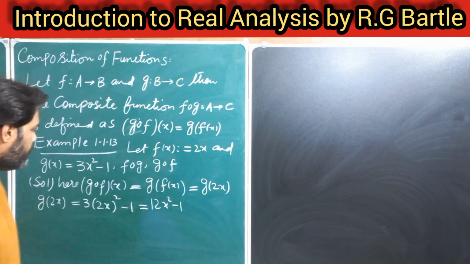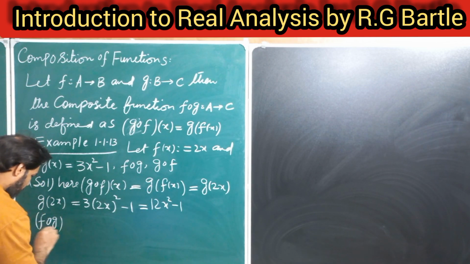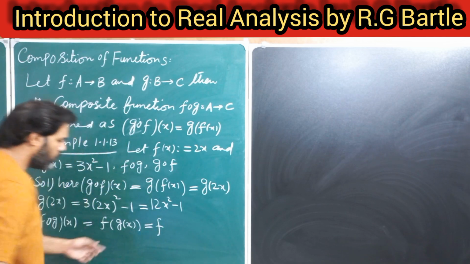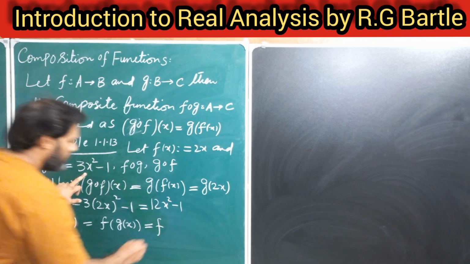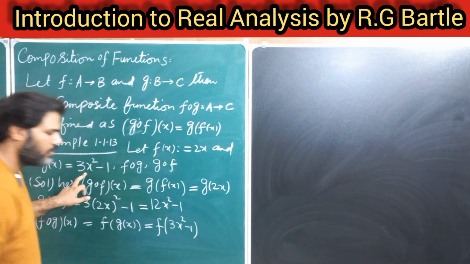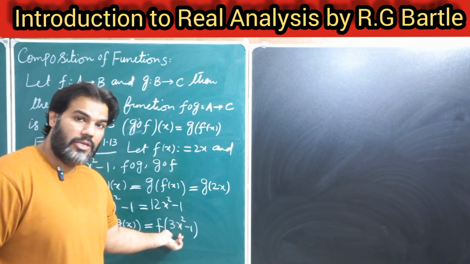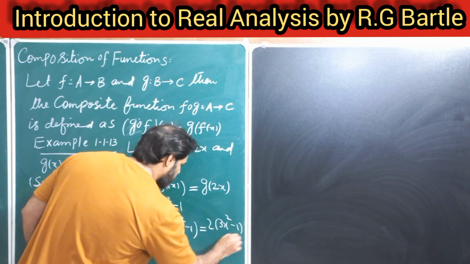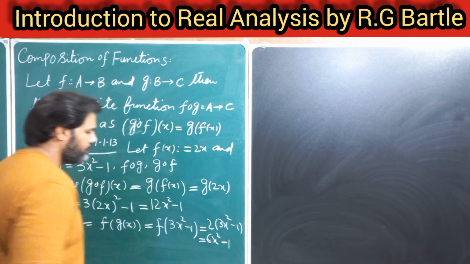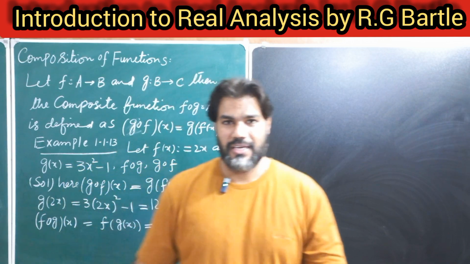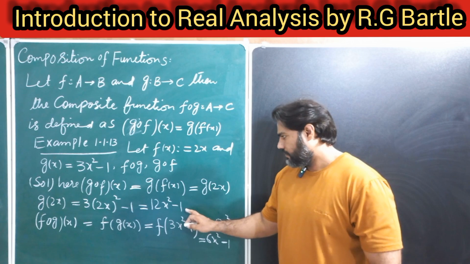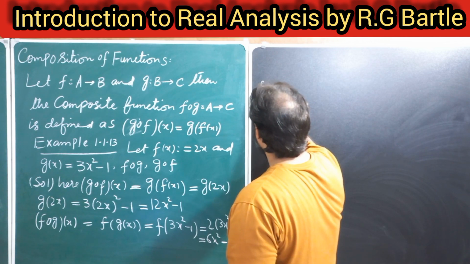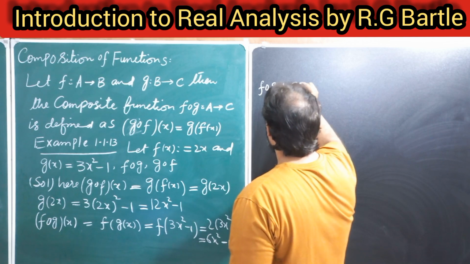Next we find f circle g. f circle g at x is given by f of g of x. What is g of x here? g of x is 3x square minus 1. Simply replace x by this value 3x square minus 1 in the function f of x. We have 2 into (3x square minus 1), which is equal to 6x square minus 1. From both composite functions, we can notice that they are not equal. g circle f is 12x square minus 1 and f circle g is 6x square minus 1. So in general, we can say that f circle g is not equal to g circle f.